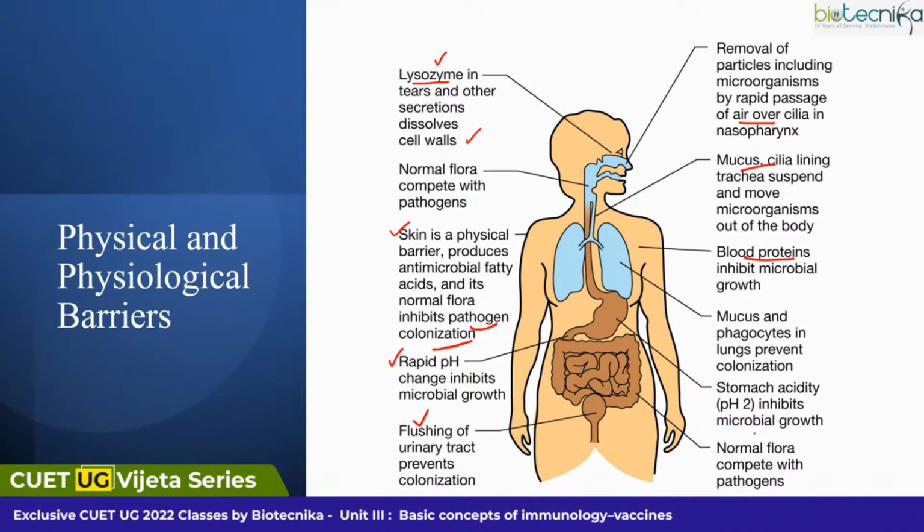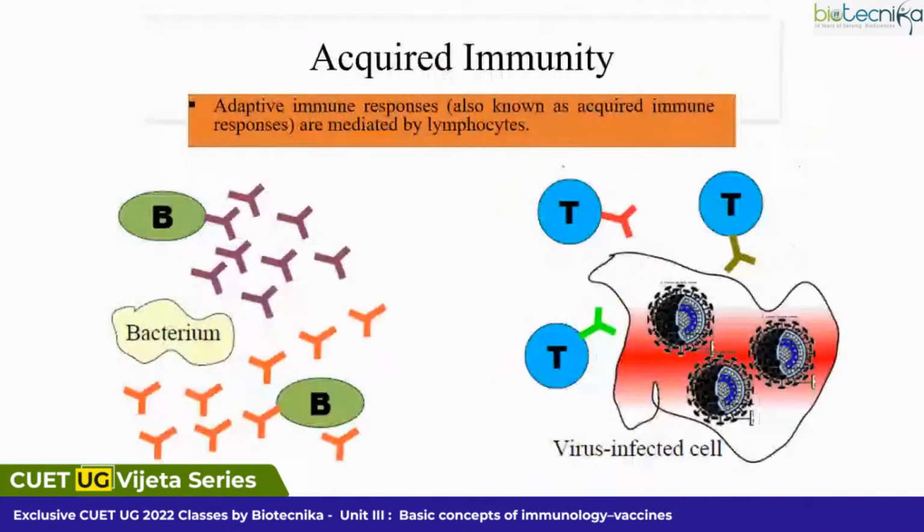Then the acidity of the stomach, and the normal flora also compete with pathogens. So in our intestine, there are some gut bacteria, right? In this way, they don't allow the other bacteria to colonize. So that is how the normal flora present in our body would compete with pathogens. So similarly, these also come under your physical and physiological barriers, the various enzymes and the flora part.